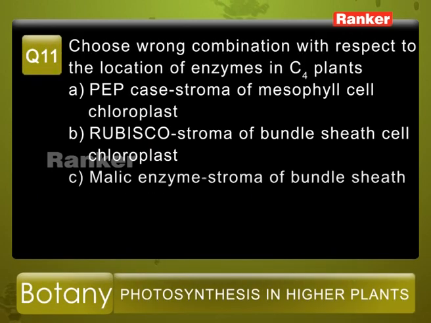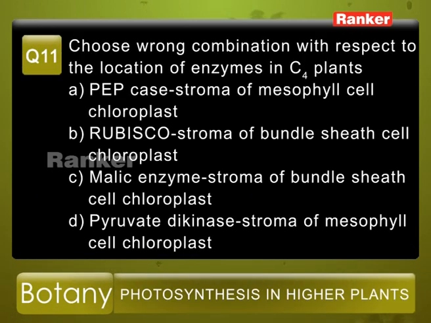Question number 11. Choose the wrong combination with respect to the location of enzymes in C4 plants. The given options are: A, PEPcase, stroma of bundle sheath cell chloroplast; B, Rubisco, stroma of bundle sheath cell chloroplast; C, Malic enzyme, stroma of bundle sheath cell chloroplast; D, Pyruvate dikinase, stroma of mesophyll cell chloroplast.